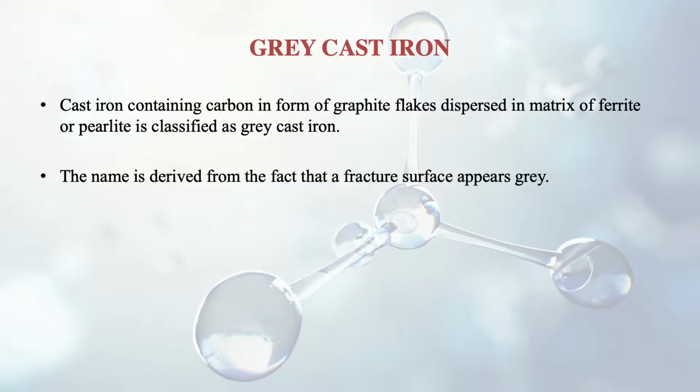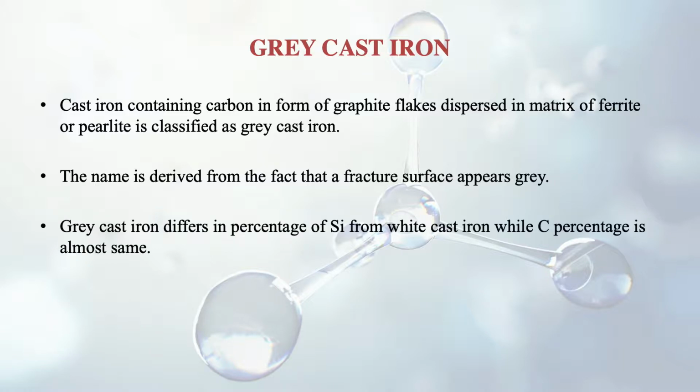So these flakes of graphite are in a mixture with ferrite or perlite, and this name is derived from the fact that a fracture surface appears grey. So in the case of this iron, if there is a fracture surface, then it will be of grey color. Grey cast iron differs in percentage of silicon from white cast iron, while carbon percentage is almost the same. When discussing this grey cast iron, we will discuss the making process also, how it is made.